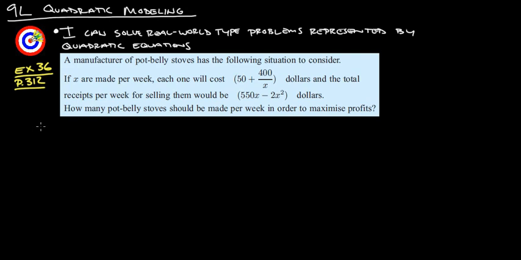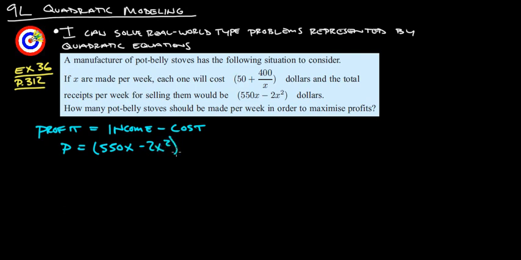Just to help you remember, profit is simply your receipts, or I like to call it the income, minus the cost. In this case, our profit, the income, the receipts for selling them each week, is going to be 550x minus 2x squared, and then we're going to subtract the cost.